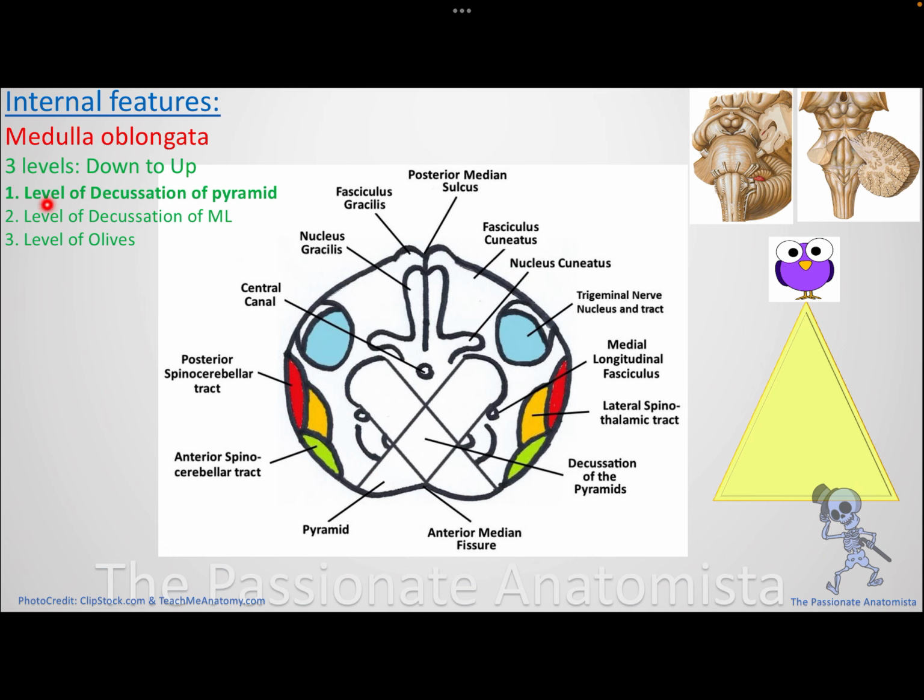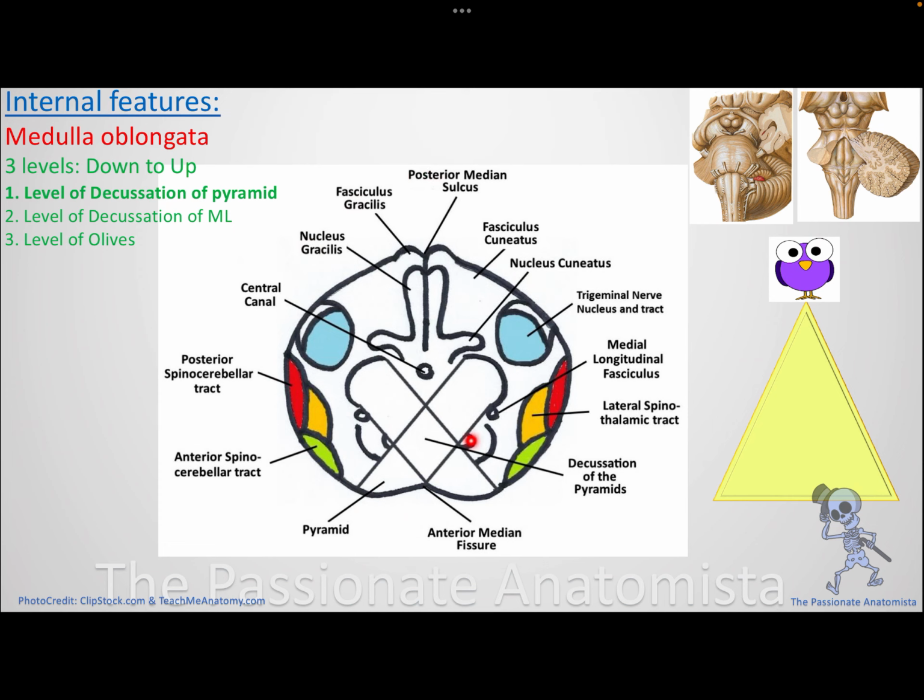Okay, so you have a level of decussation of pyramid, and we're going to talk about the details of that now. And I will tell you how to remember the 3 levels and how you will be able to answer any questions in a cross section like that. Okay, now we are at the first level. Looks like a pyramid, the bird face, which means this bird is sitting on a pyramid. So this is the pyramidal decussation.